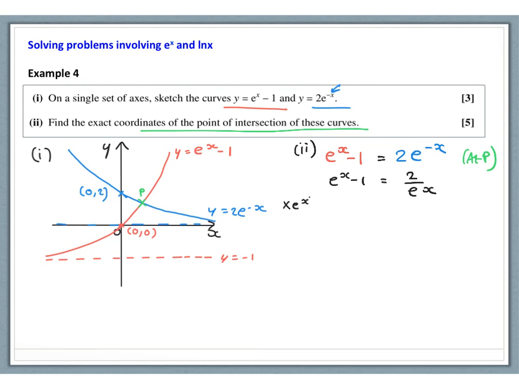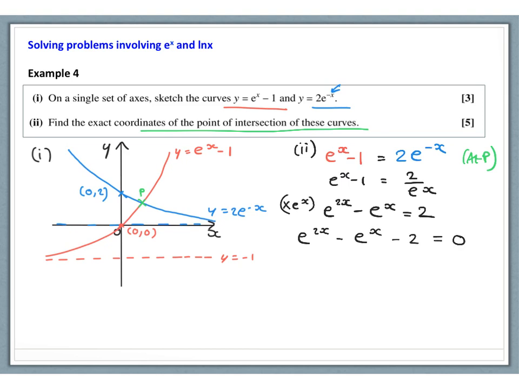I'm going to multiply both sides by e to the x. So I have e to the 2x minus e to the x equals 2. And if you watch the previous video very carefully, you will realise that this is an equation that can be factorised a little bit like a quadratic. Some people like to think of it as a quadratic equation in disguise.